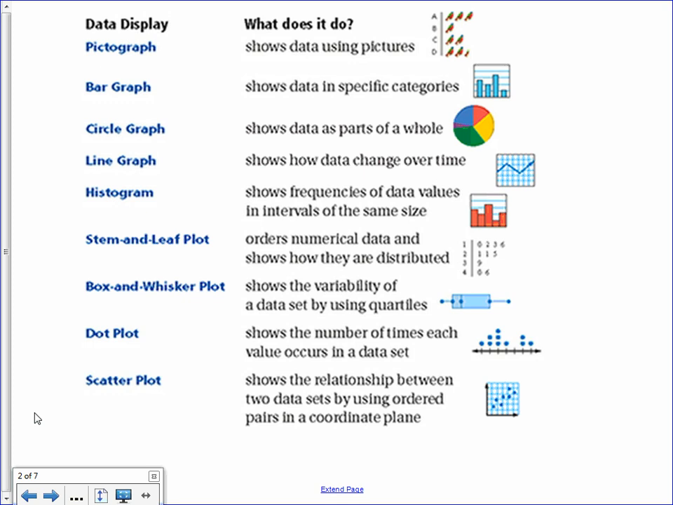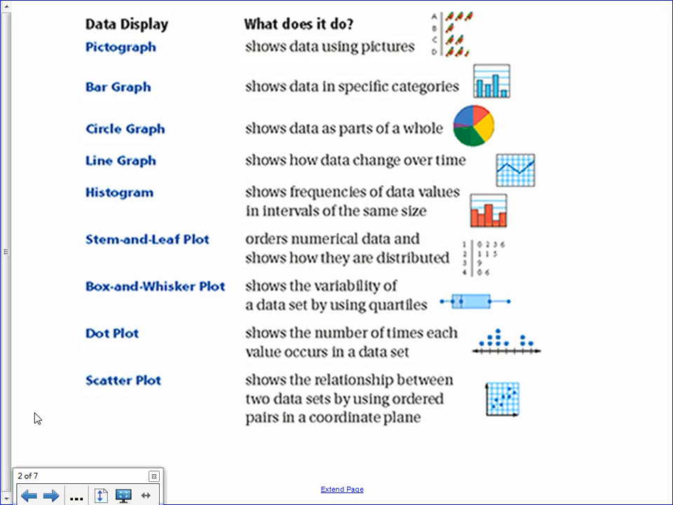A stem and leaf plot gives you numerical data that is ordered and shows how they are distributed. Right? A box and whisker plot shows you how the data is related. So inside the box is where most of the values occur. Okay, and you can see how the data is spread out. So if you want to determine that, the box and whisker plot is helpful.